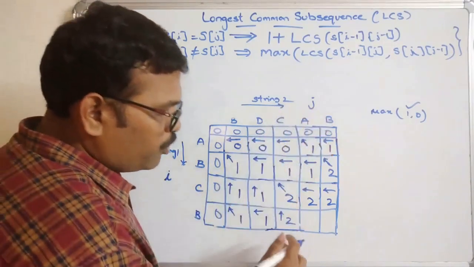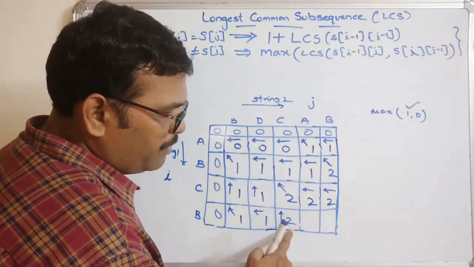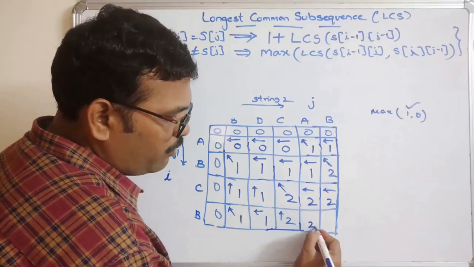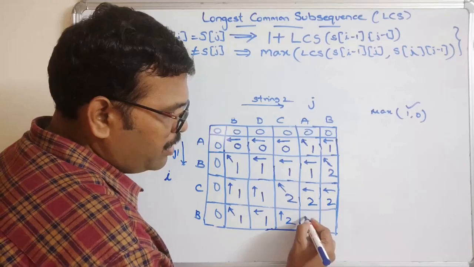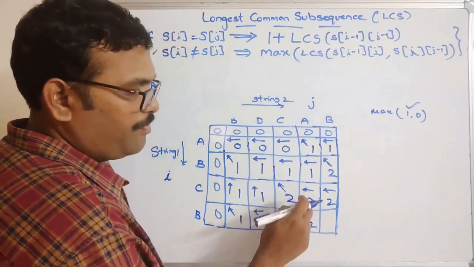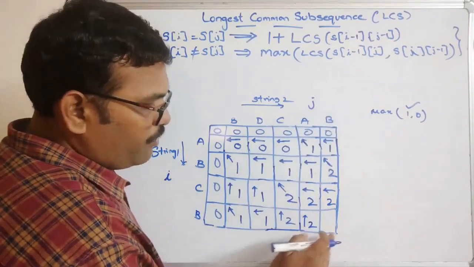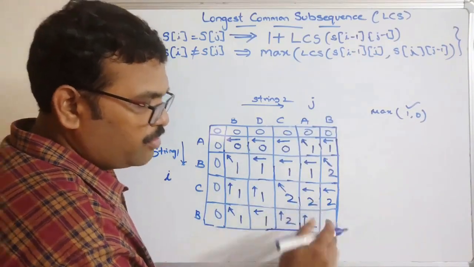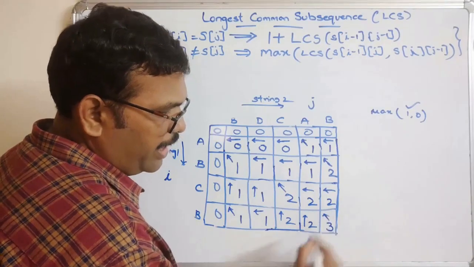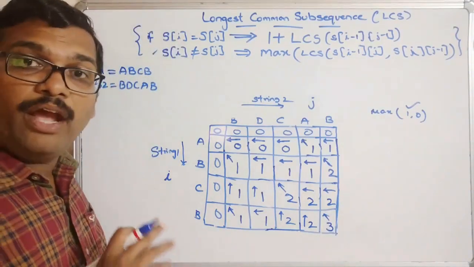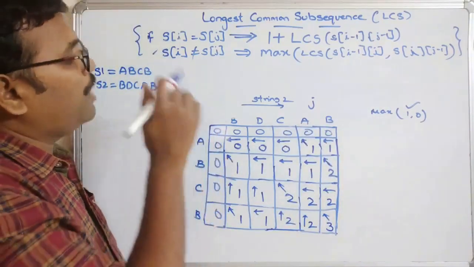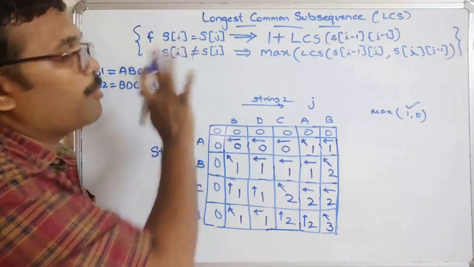And B and A both are unequal. So again we have to consider the maximum among the diagonal 2 and 2. So both are equal, so I will consider the same thing. So I will consider from this one. Okay. So B and B both are equal. So increment the diagonal element. So 2 will become 3, in the diagonal. So now we have filled the complete table with the help of these two formulae.